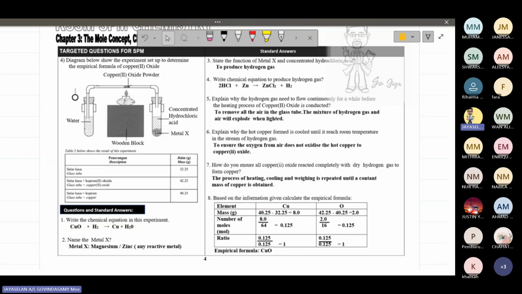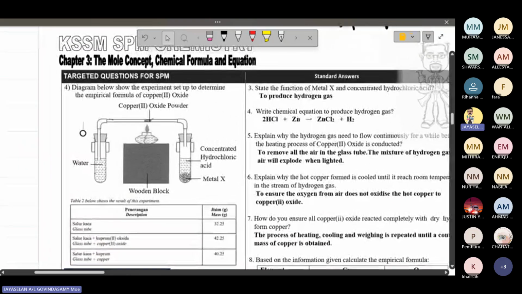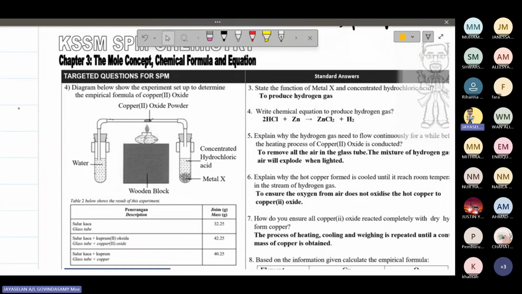Okay, so now look at this question. Ini lagi senang tau. Okay, when you see this one, this is called reaction of less reactive metal. So kita ambil less reactive. Tadi reactive kan? Less reactive metal, very simple.